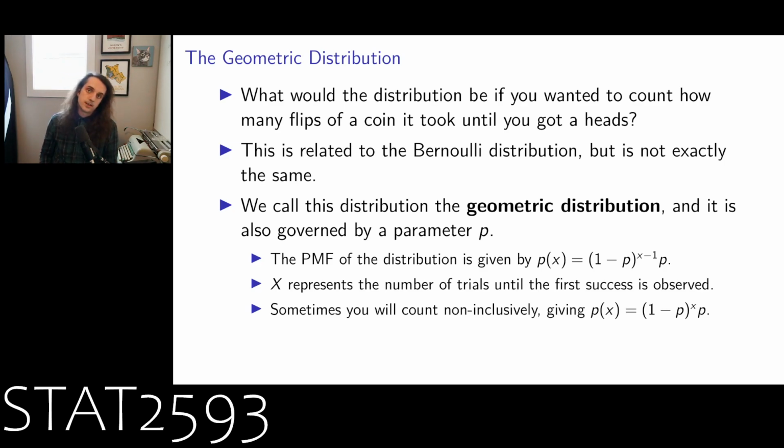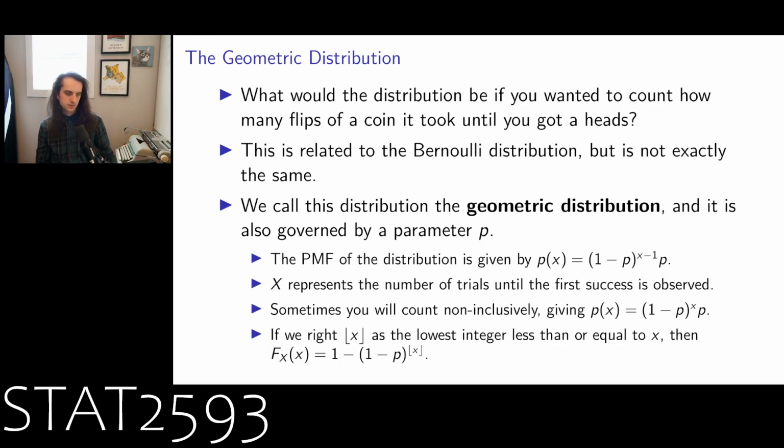Sometimes you'll see this rewritten, instead of taking x minus 1, to just be (1 minus p) to the power x, times p. And in this case, x is now representing how many failures there were until the first success. So you can interchange between those.